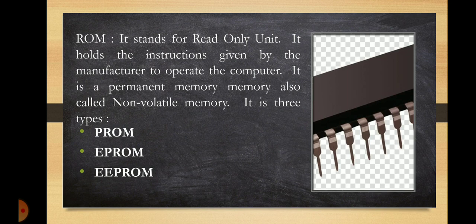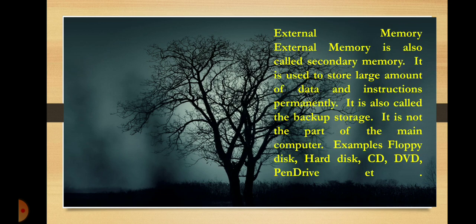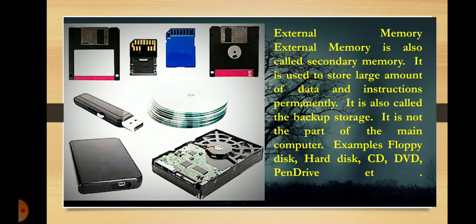Now, the next one is external memory. External memory, which is also known as secondary memory, is used to store large amount of data and instructions permanently. This memory is also called backup storage.